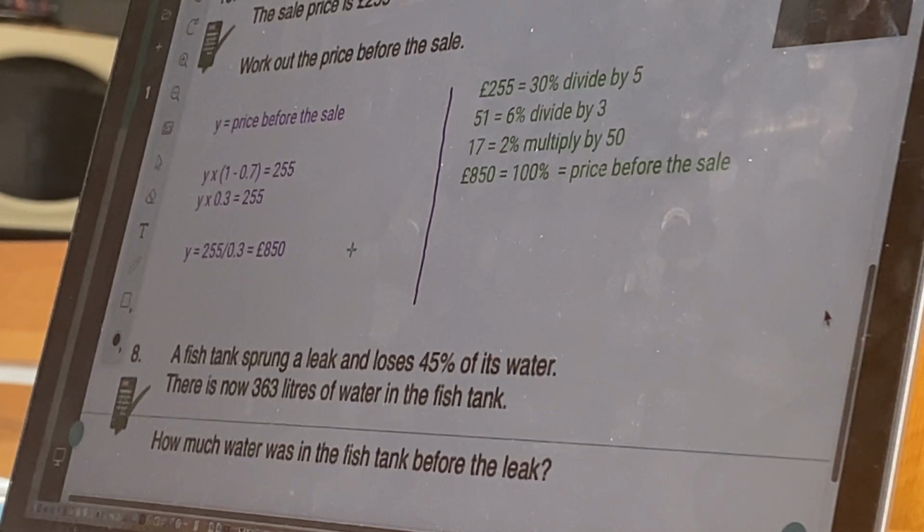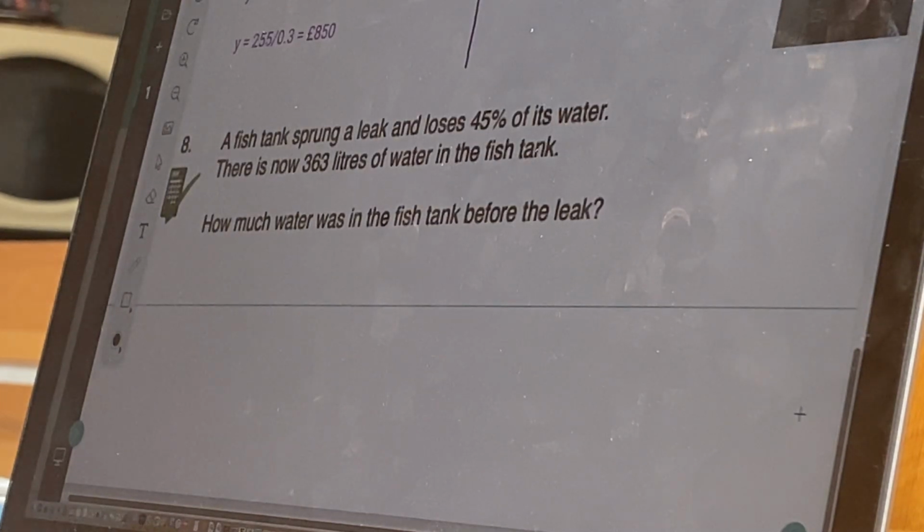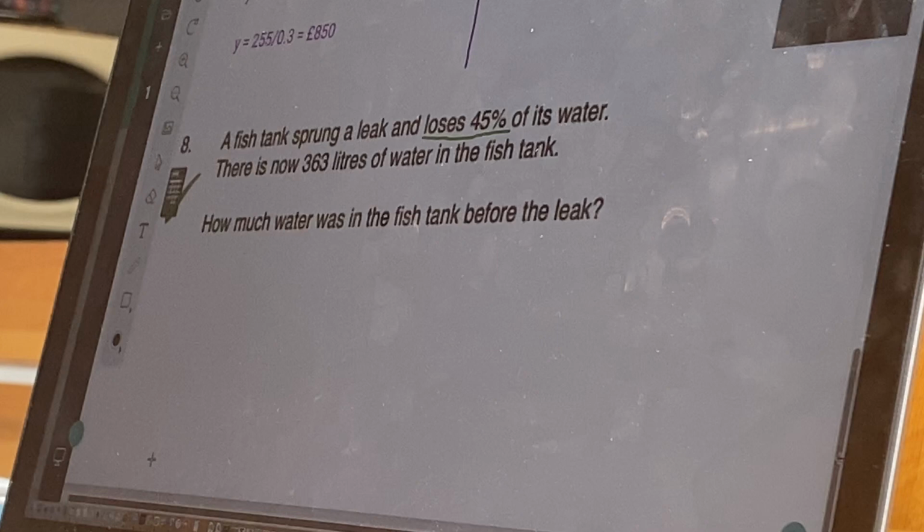So can we do number 8? Number 8 is exactly the same as number 10 because it's been reduced by 45%. We'll finish number 8 and then we'll practice all the other percentage questions and then possibly move on depending on how you're feeling. Sometimes it's best to take a break and then come back to things, but it's entirely up to you.